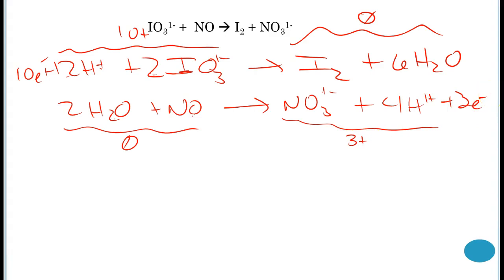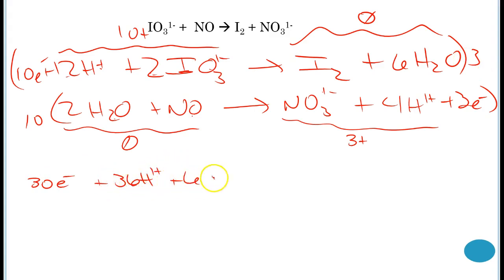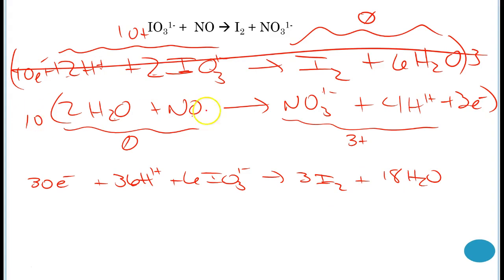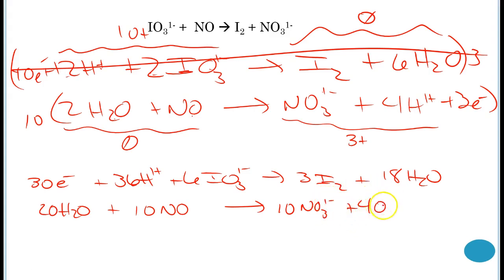Then you find the least common multiple of your electrons. 3 and 10, that would be 30. I'm going to multiply this by 10. Multiply this by 3, and I'm going to rewrite them. So 30 electrons plus 36 H+ plus 6 IO3 1- goes to 3 iodines and 18 waters. That one's done. This one I'm going to multiply everything by 10. 20 H2Os plus 10 NOs goes to 10 NO3 1-, 40 H+, and 30 electrons.